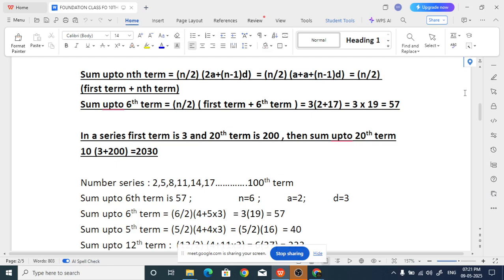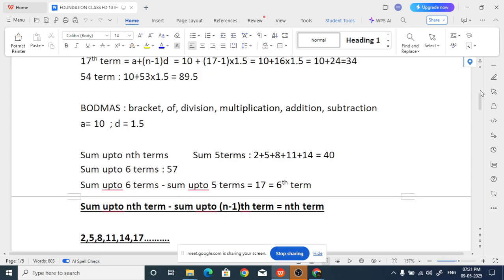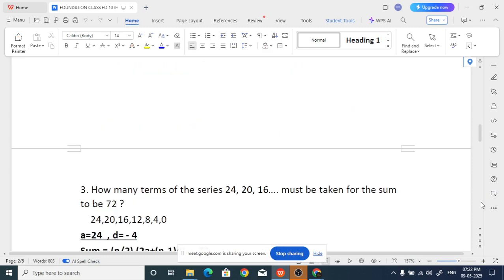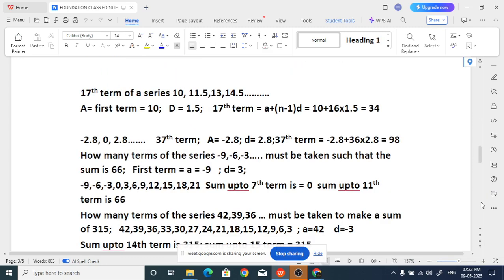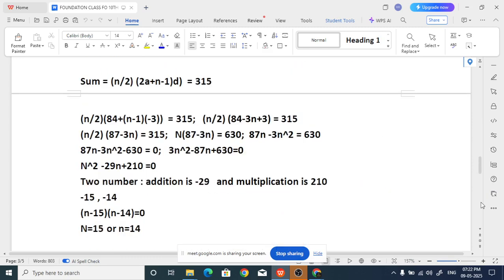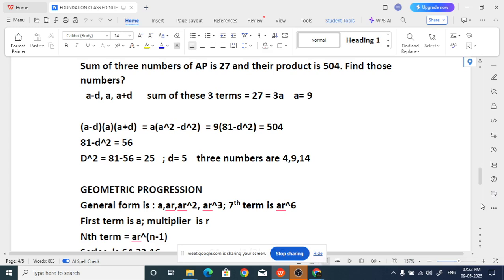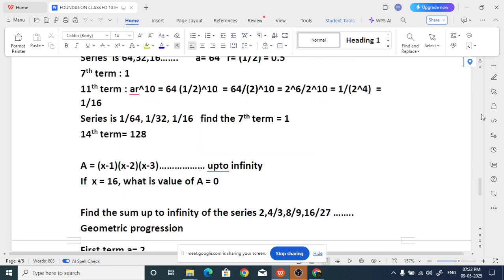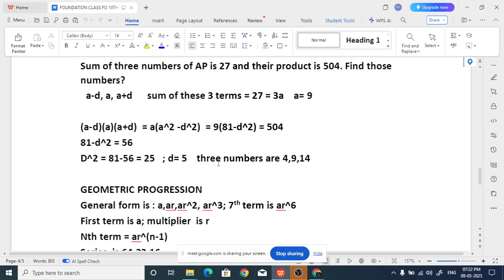And we also learnt one more formula, that is, sum up to nth term minus sum up to (n minus 1)th term is equal to the value of the nth term. That's also we have, I think we had seen many problems. Then, AP we had seen, geometric progression we had seen.